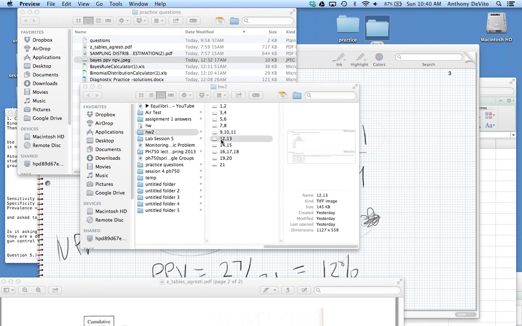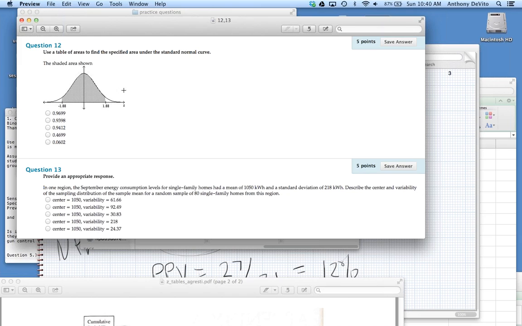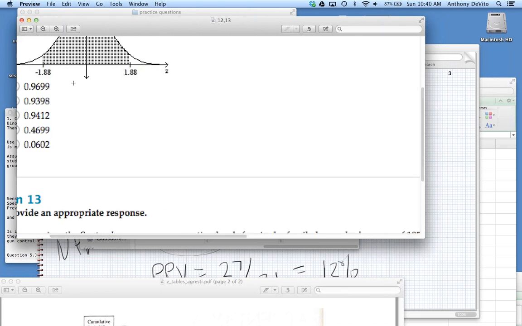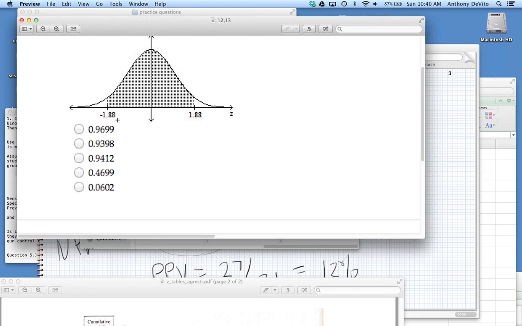Let's see, number 12, 13. Use a table of areas to find the specified area under the normal curve. The shaded area is shown. I'm going to blow that up a little bit. Oh, I'm glad I blew it up. I thought that was 1.98. Okay, it's minus 0.188 to plus 0.188.